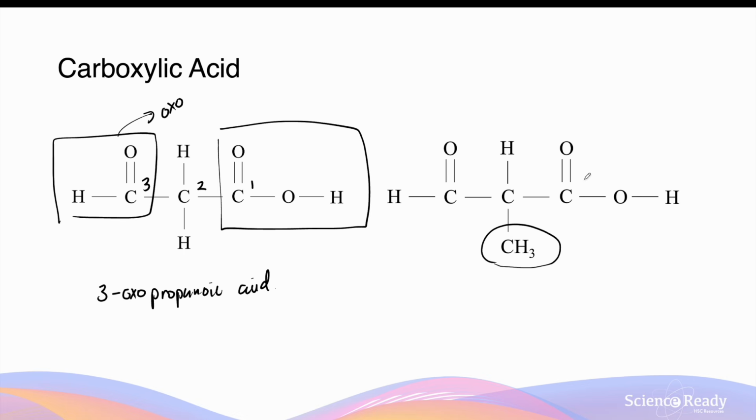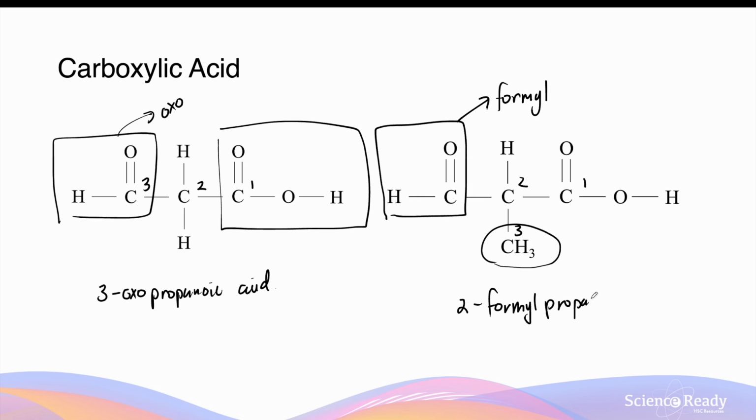In the molecule on the right-hand side, we've added another carbon atom and hydrogen to the middle carbon. In this case, we actually count the carbon atom like this, where what seems to be a methyl group actually becomes part of the main carbon chain. This allows the aldehyde to become a branch, which is denoted by the prefix of aldehyde, formyl. Therefore, the name of this molecule is 2-formyl propanoic acid.